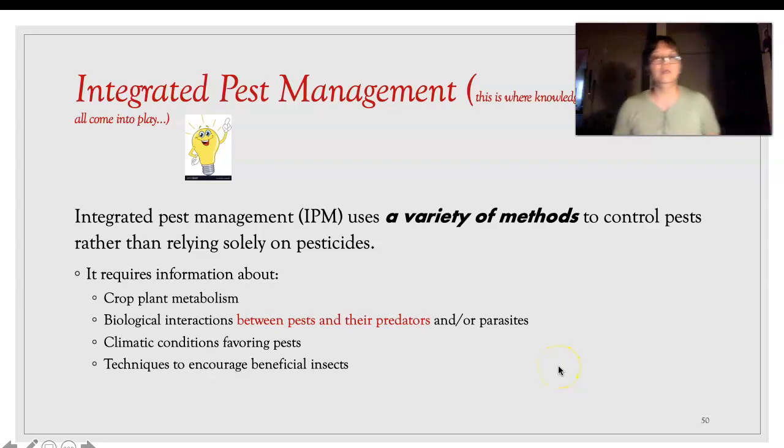So integrated pest management involves all those smart things to do. We precisely, that's why it's called precision agriculture, we precisely know information about crop plant metabolism, and we know the interaction between the pests and their predators.